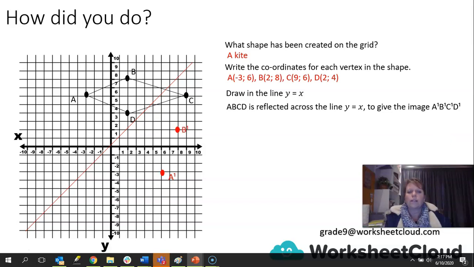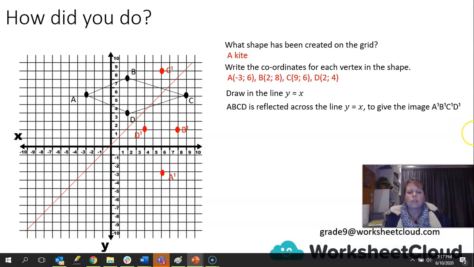Then we have to look at where C is 9 and 6. And that's up there. There you can see it now becomes 6 and 9. Okay, because we interchange the coordinates. And then D is 2 and 4, so D1 must be 4 and 2. There we go. D1 is 4 and 2. Can you see how we've got the 4 points?